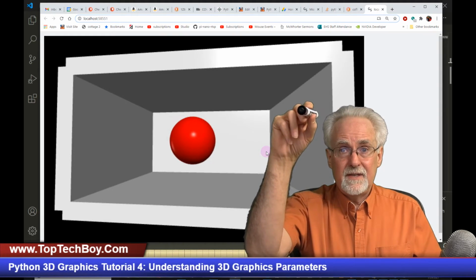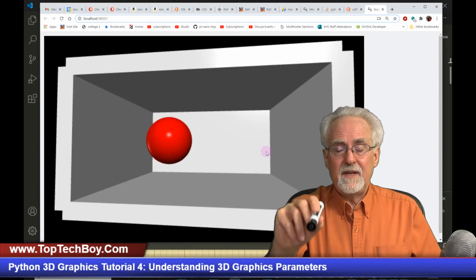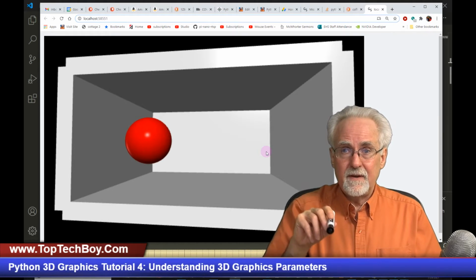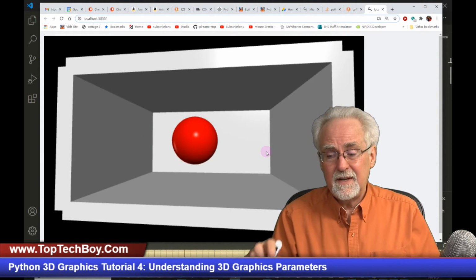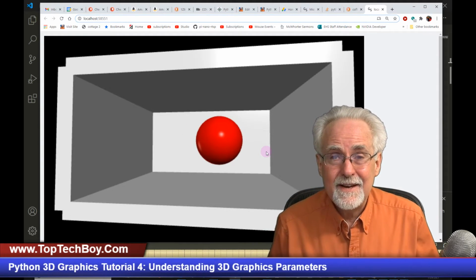And then if it hits the ceiling, it's got to bounce. If it hits the back wall, it's got to bounce. If it hits the floor, it's got to bounce. If it hits the left wall, it's got to bounce. If it hits the right wall, it has to bounce.